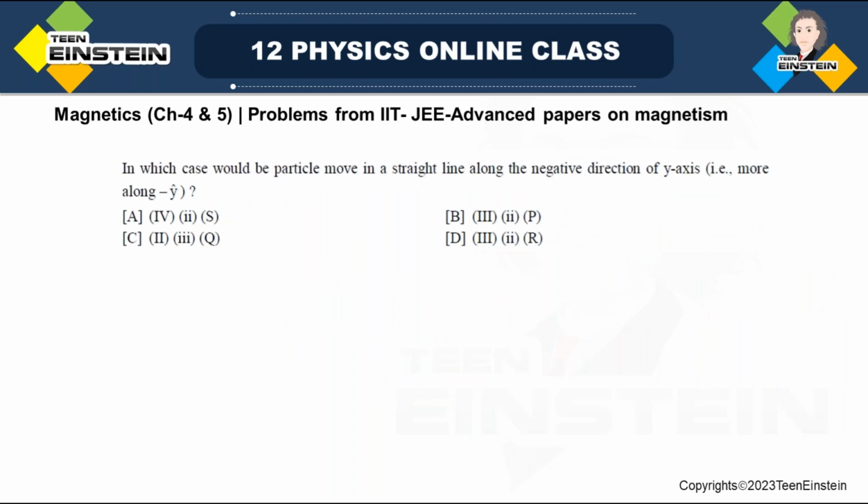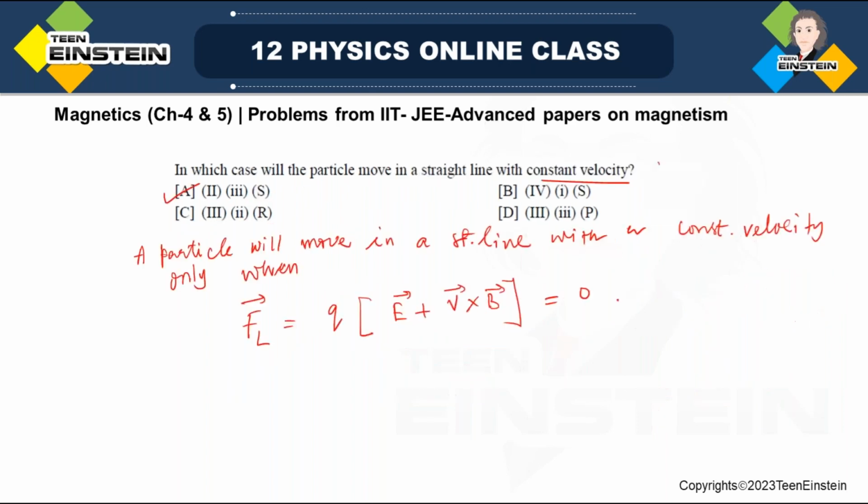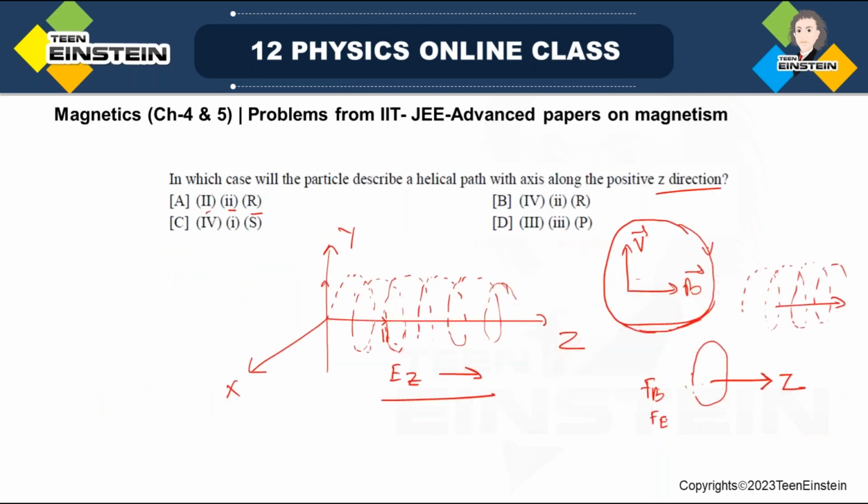Okay, let us see the options here. Helical path, right? So first option, 2 to r. Let us see the 2 to r combination. See, in this case, first of all, the velocity of the electron and the magnetic field are in the same direction, so there will be no magnetic force, so there will be no possibility of helical path. So the first option is rejected.